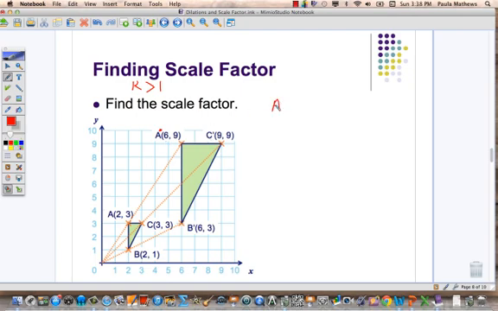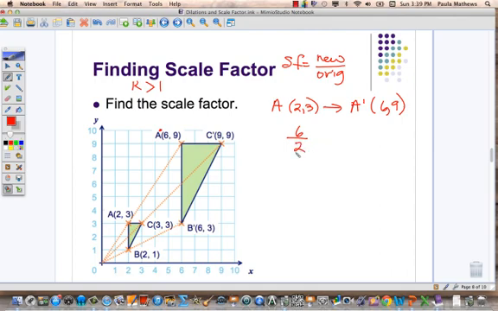So let's pick A. So A, which was at 2, 3, is now going to A prime, which is at 6, 9. So to find those scale factors, we have to take the new measurement and put it as a ratio. So remember, scale factor is going to be that ratio of new to original. So if I look at that ratio of x prime to x, then I can look at, let's see, my x values are 2 and 6, and so my new one was 6, so 6 over 2.